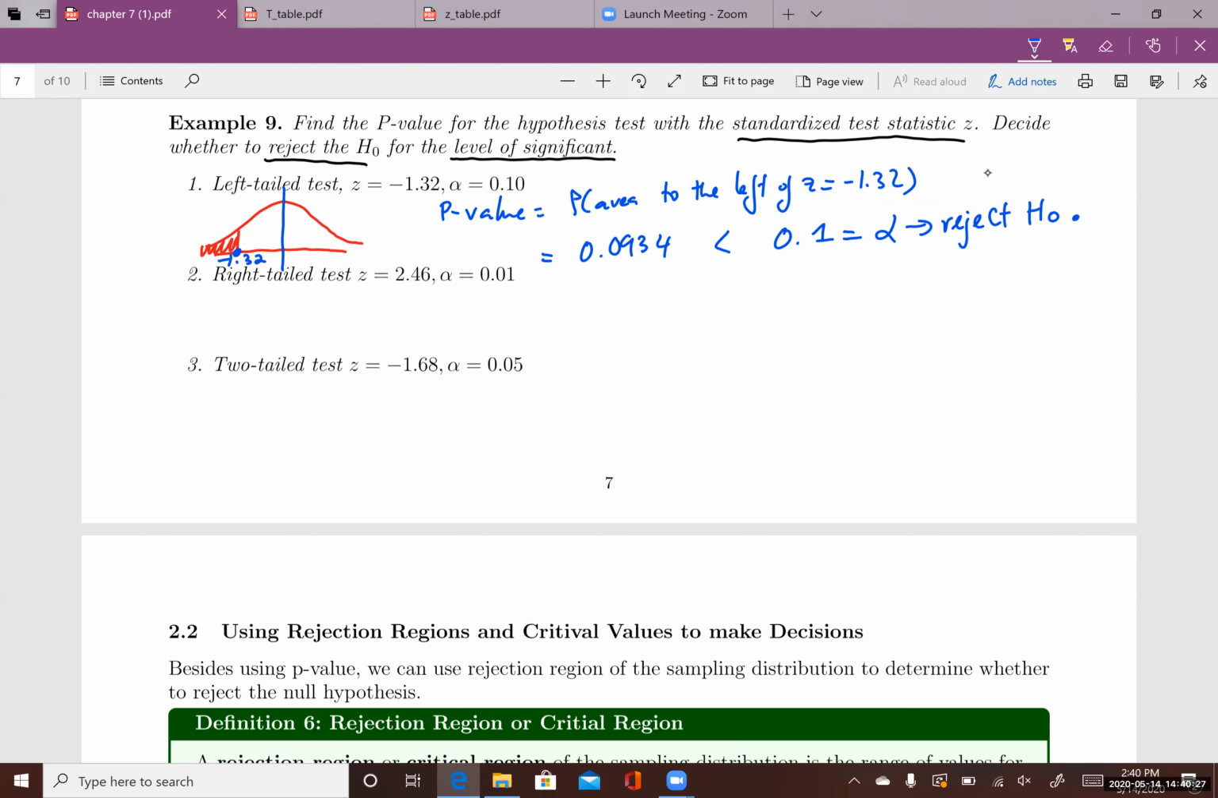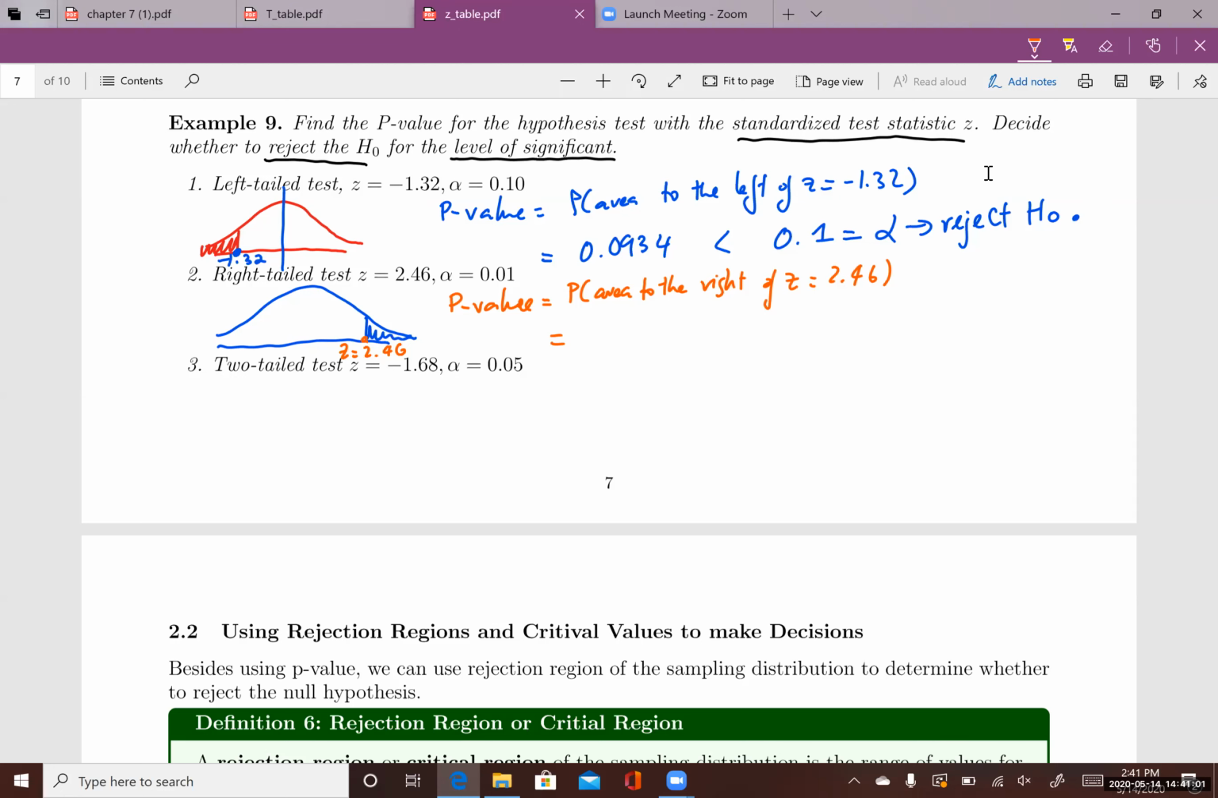So you have a right-tail test, and I draw a normal distribution, and I know that I want to shade the right tail here, and I know that my Z value is 2.46. Okay, and then I can find the p-value. Again, the p-value is the probability, the area to the right of Z equals 2.46. And I can use a Z table to find it.